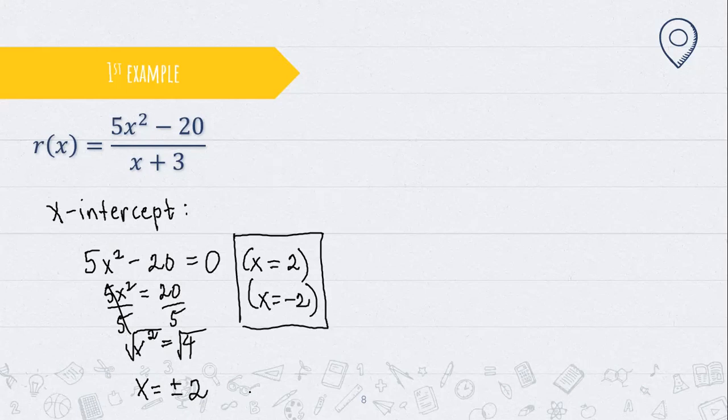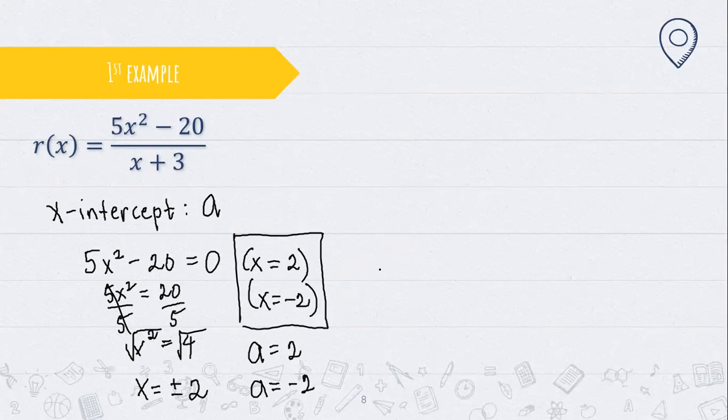Ibig sabihin class, yung graph po natin is tatama saan? So positive 2 and negative 2 sa x-axis. By the way class, ang x-intercept natin is denoted by letter A. Okay? So, ibig sabihin, A natin is 2 and isa pang A natin is negative 2. Dalawa yung value ng A natin kasi A is used for the x-intercept.